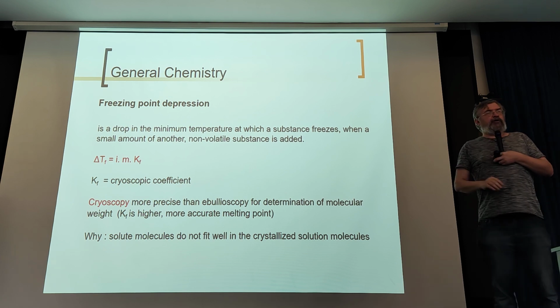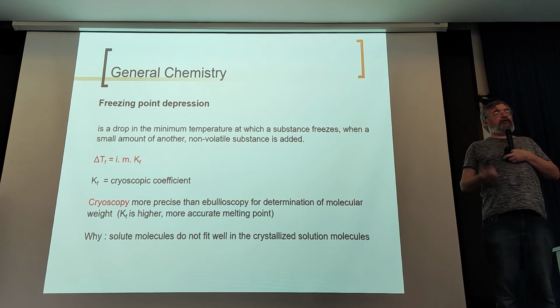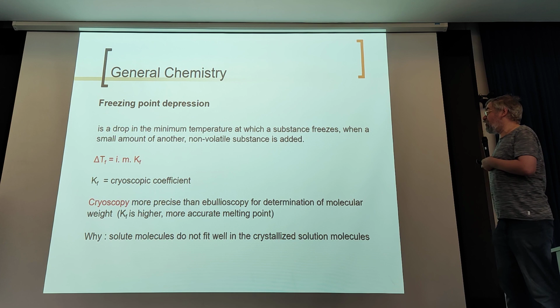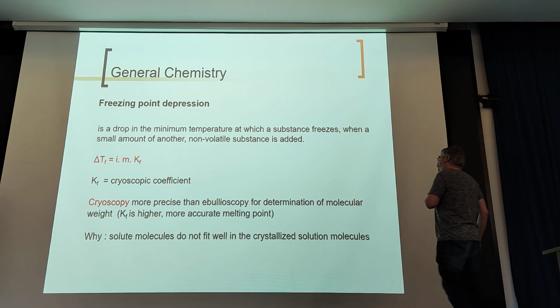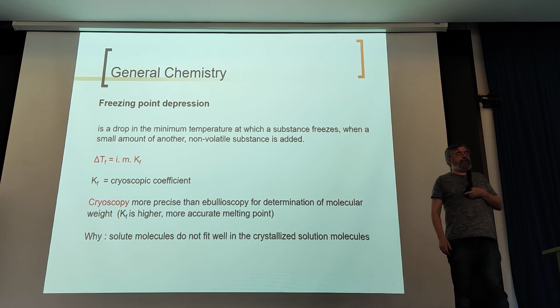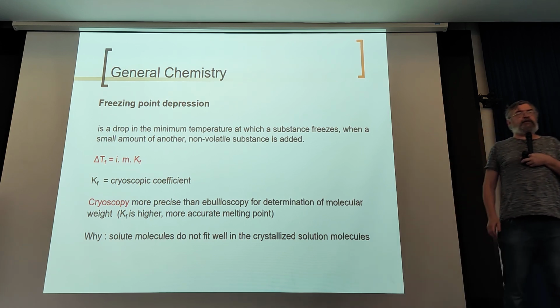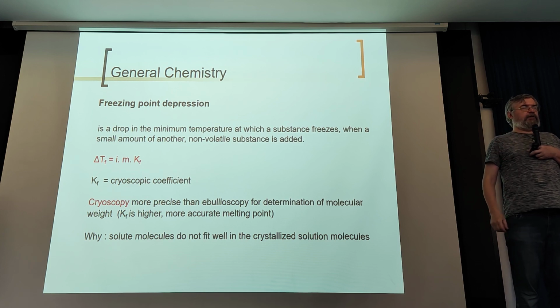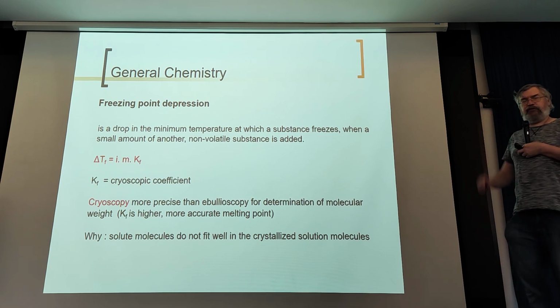So these coefficients are in general larger than the ones based on boiling, so it's more precise because of that reason. So cryoscopy was used a lot more previously for determination of the molecular weights. It's more precise because it's bigger, but also it's easier to see the crystallizing points, freezing points. It's easier to see it than for boiling.